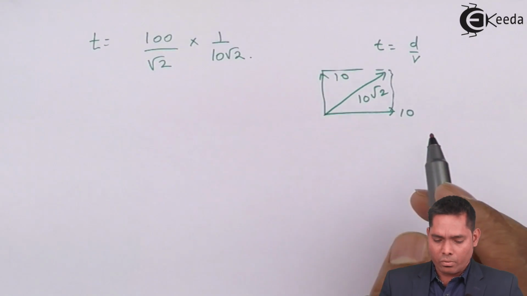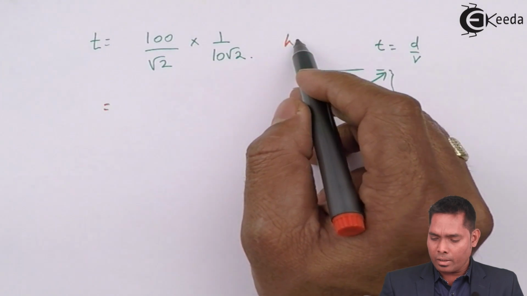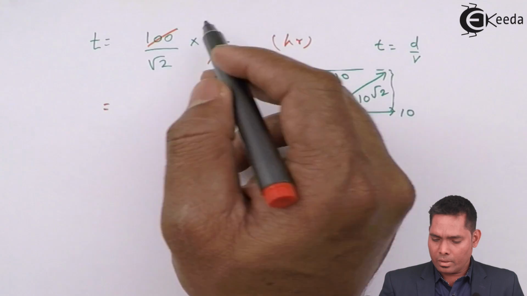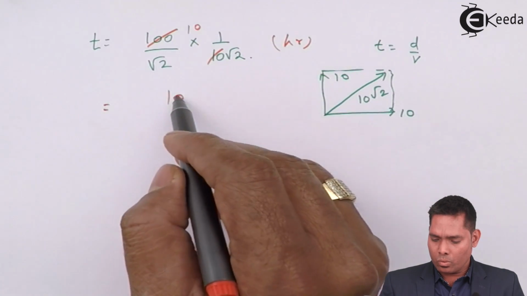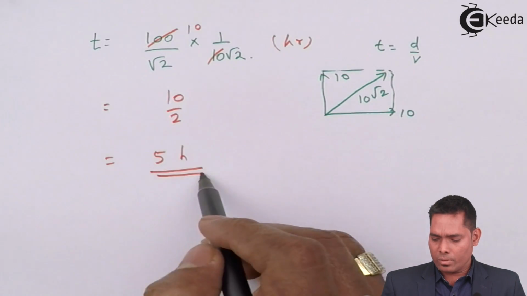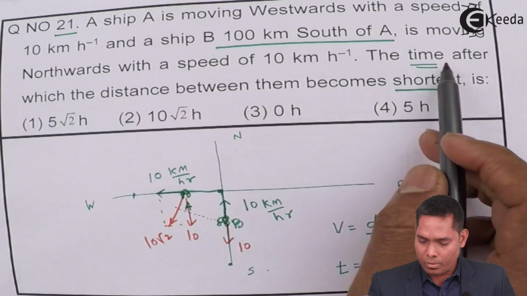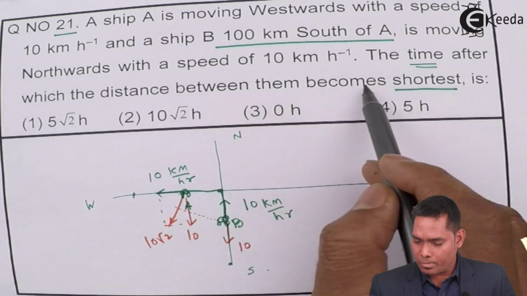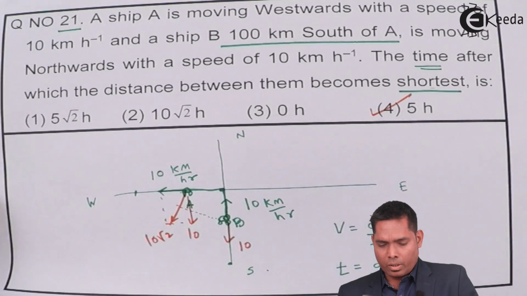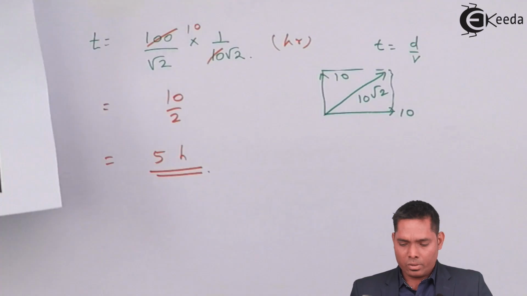So if I solve this equation, the answer is 5 hours. So if I see the options, the time after which the distance between them becomes shortest is 5 hours.